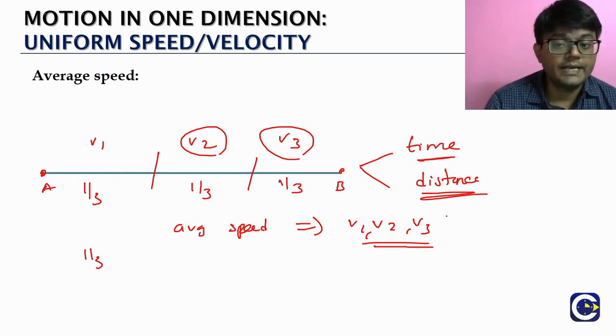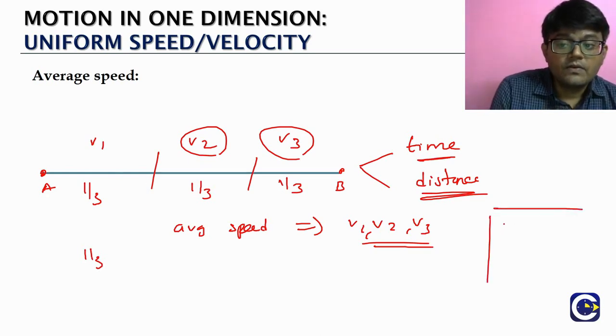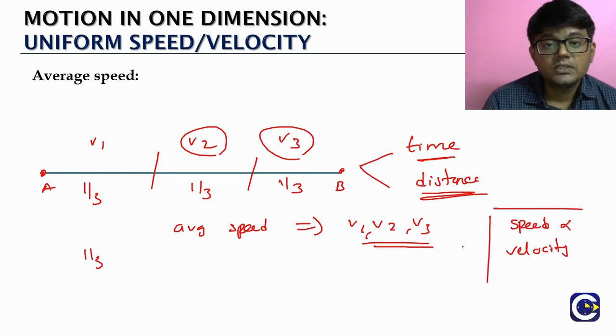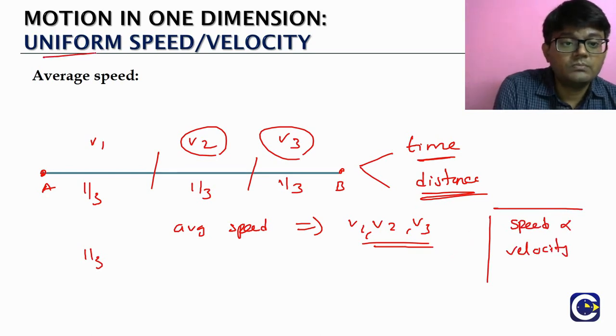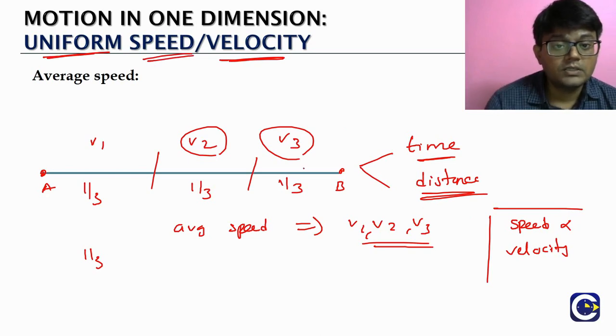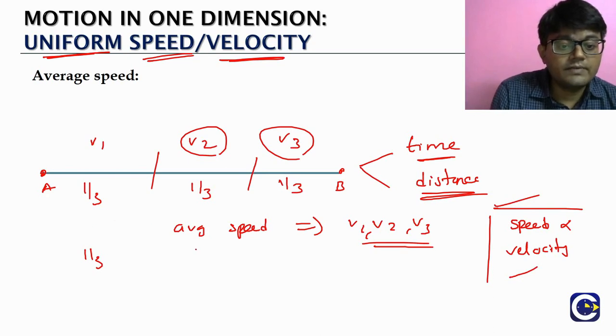Here you might notice one thing: we are using the words speed and velocity interchangeably. Why? Because it is the case of uniform velocity motion in one dimension, so speed also is going to be constant throughout. The magnitude of the velocity is equal to the speed. That is the reason why we are using these words interchangeably. Both will have the same value. So we can also divide the journey on the basis of distance.